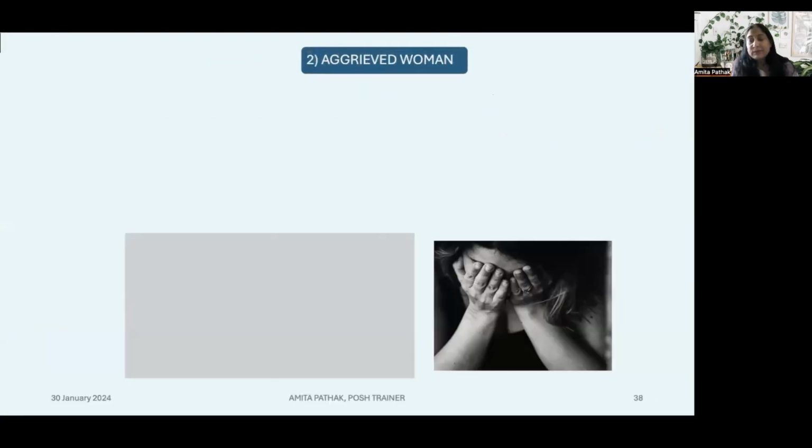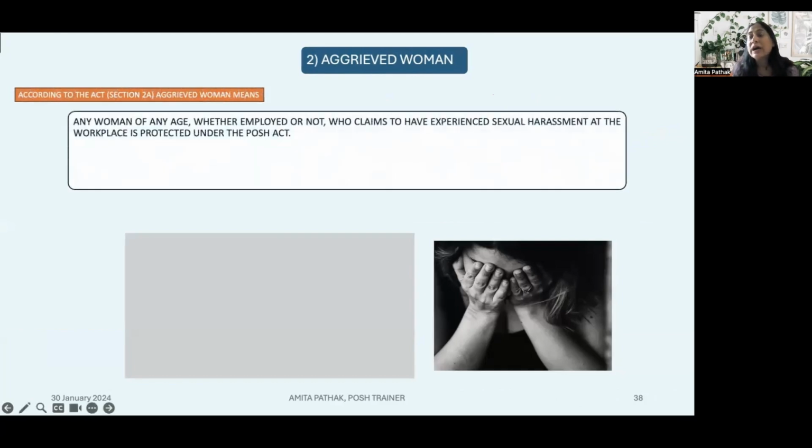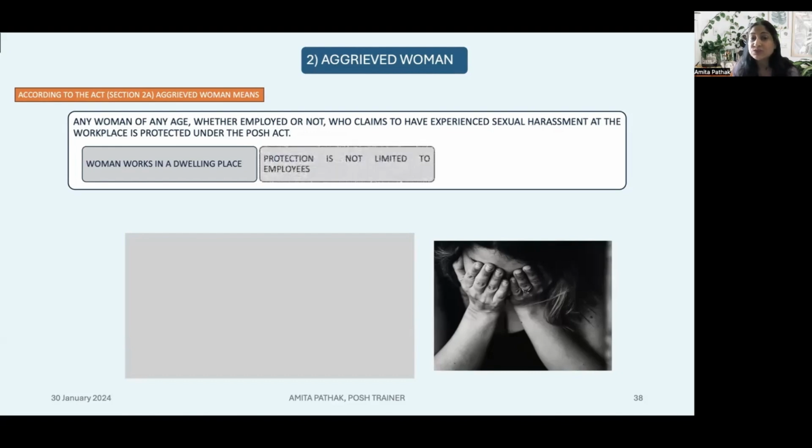Next comes the aggrieved woman. Who is the aggrieved woman? In POSH law, the aggrieved woman is a person who claims to have faced sexual harassment at the workplace, meaning a person of any age, whether employed or not, to whom this sexual harassment happened. Now, what type of women are covered? Women working in a dwelling place, like maids in houses, are also protected under POSH law.